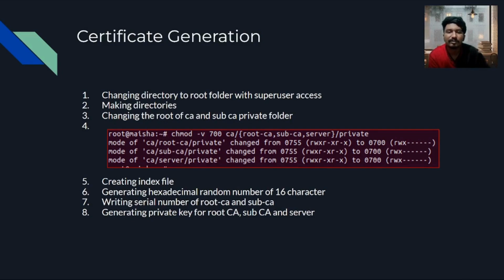Generating a private key for the root CA, sub-CA, and server. The openssl genrsa command generates a private key using the RSA algorithm. The private keys being generated are the root CA private key with AES-256 encryption and a key size of 4096 bits, the sub-CA private key with AES-256 encryption and a key size of 4096 bits, and the server private key with a key size of 2048 bits. The next part will be described by my group mate Maslinia Sujnus.